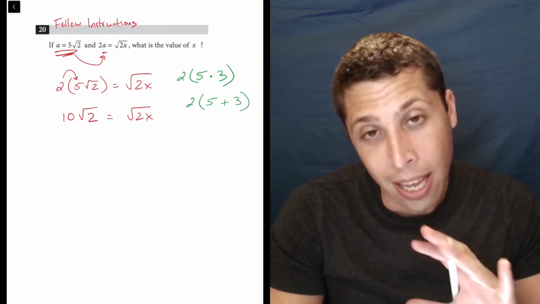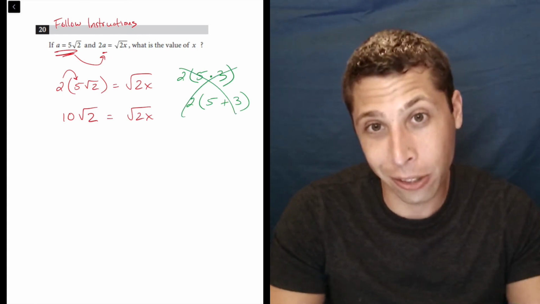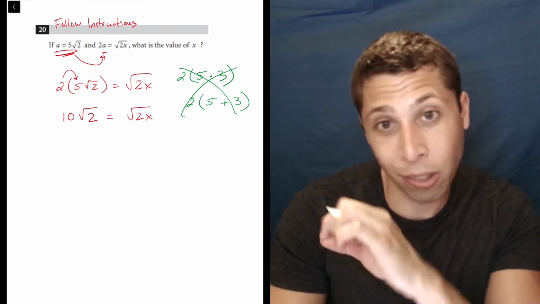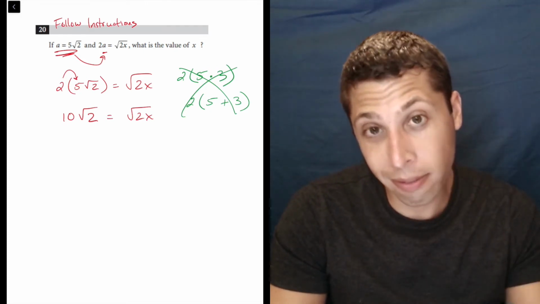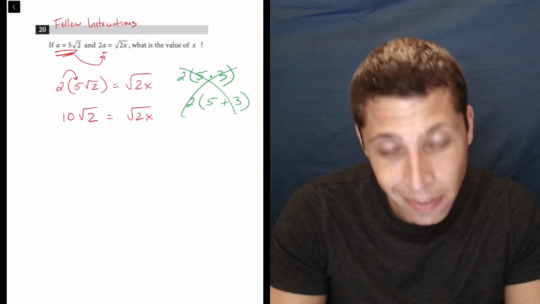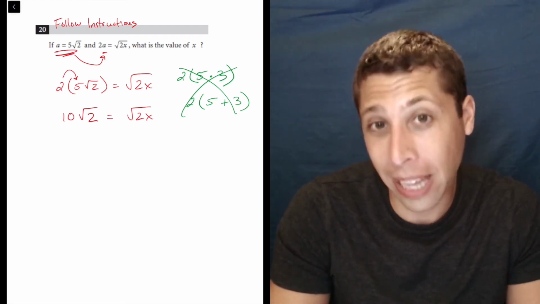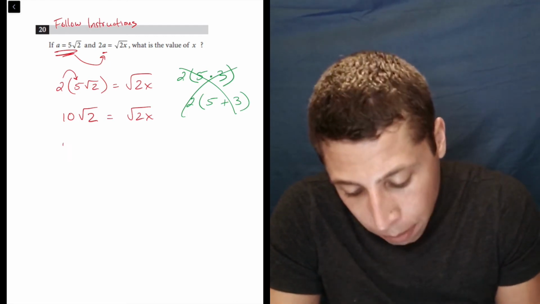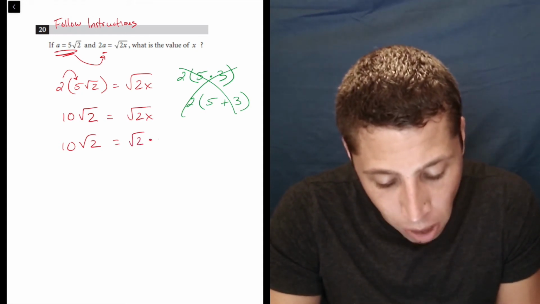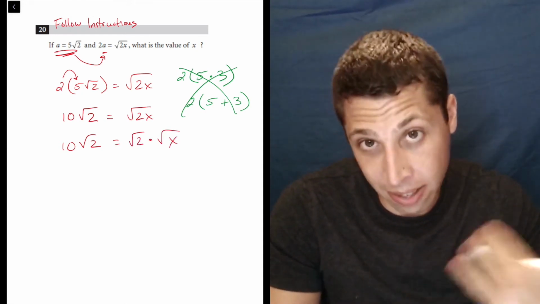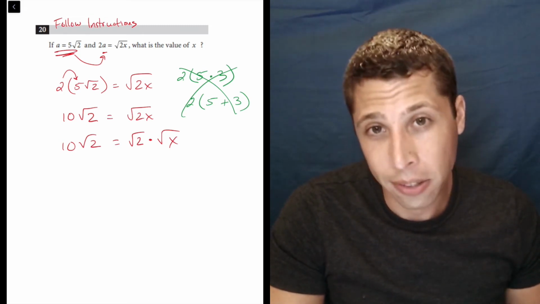But hopefully that wasn't confusing. Point is, with radicals, the number in the front is what's going to get multiplied when we multiply them. So now we have 10 root 2. The other thing that's helpful to know is that, again, this is a multiplication problem. So we can break things up, and we can say that this thing on the right is the same as radical 2 times radical x, right?